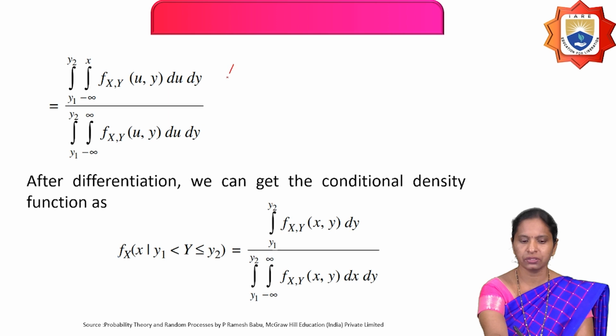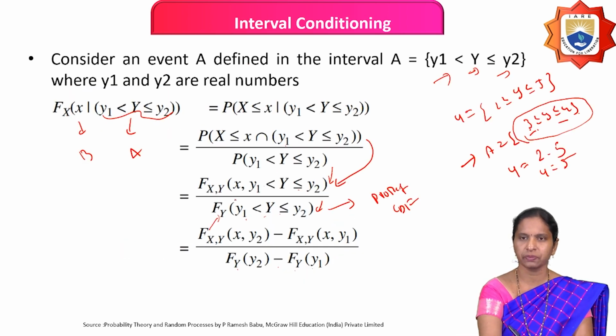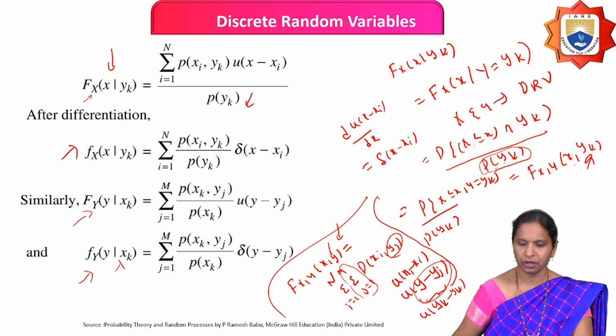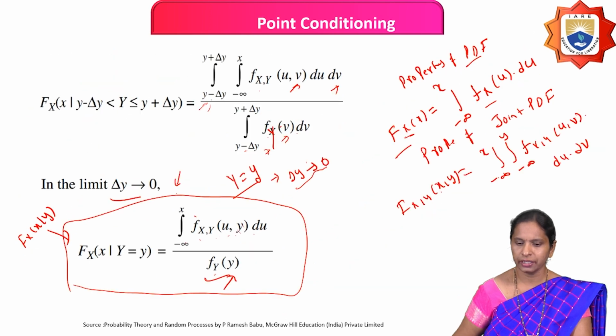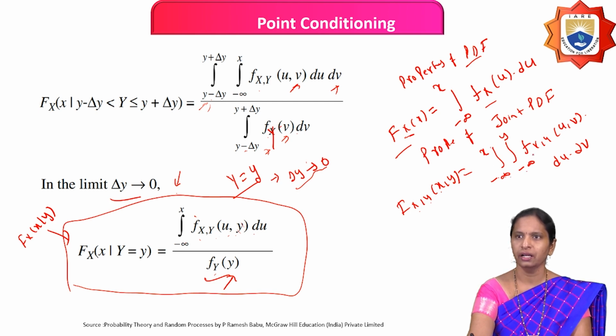And from the properties of the joint density function, how can you write down this equation? F_XY of x comma y, 1 less than y less than or equal to y2. Previously I have written it, from the properties of the joint density function. So what is F_XY of x comma y? It equals the integration from minus infinity to x and minus infinity to y of f_XY of u comma v du dv.